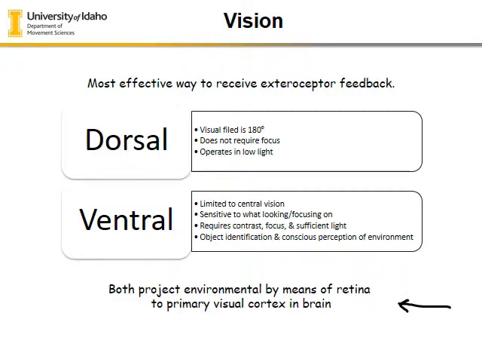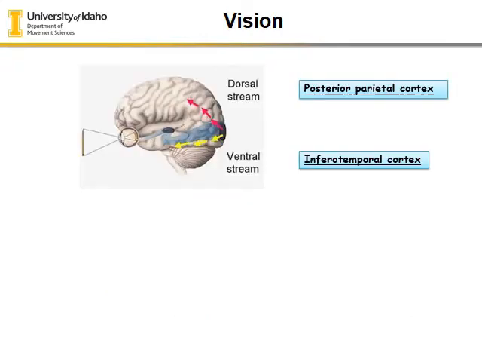Now, the idea is both project some sort of environmental feedback by means of the retina, and these go back to the primary visual cortex of the brain. Now, these comments are more for the anatomy and physiology component, but I really want you to focus mainly on the dorsal and ventral routes being focused on either the central vision or the peripheral vision, which one requires light, which one doesn't require light, which one is more for focus. So just a little breakdown, and this is very rudimentary, and for a greater understanding of this, you go back to your physiology days.